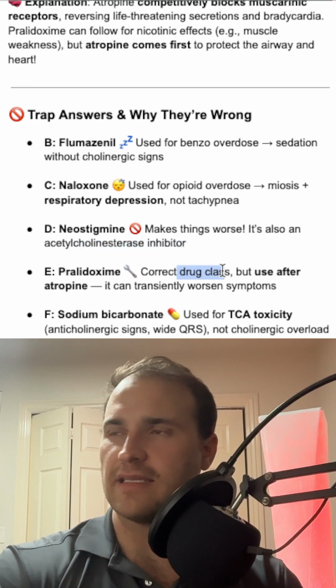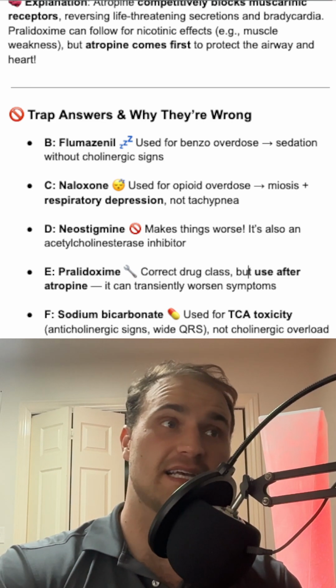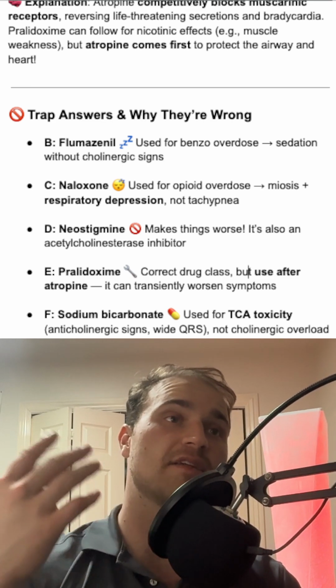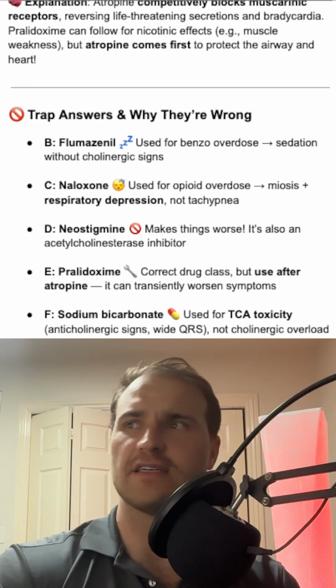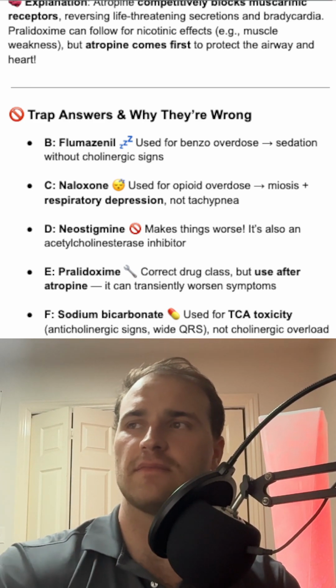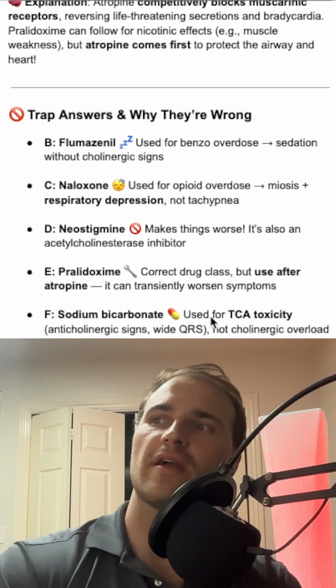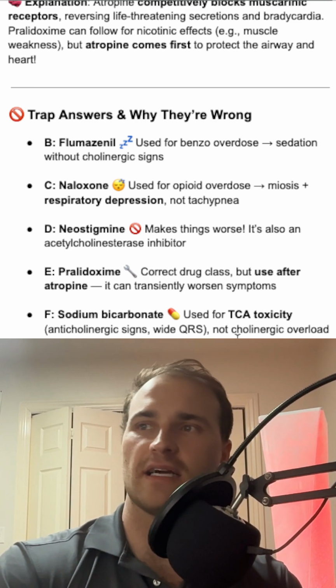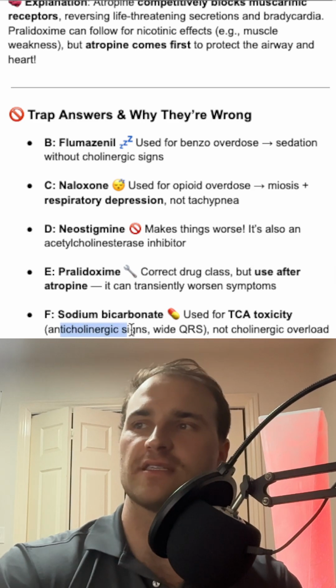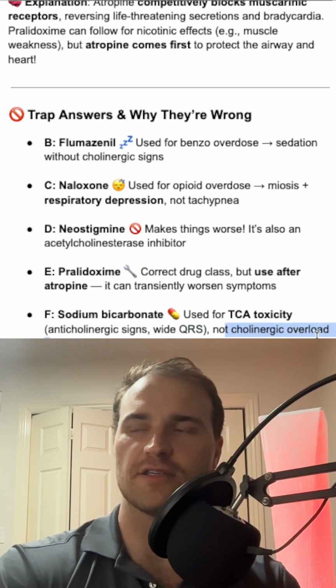Pralidoxime, that's the correct drug class as we talked about. But that's going to reactivate the acetylcholinesterase, and it's used after atropine, but yeah, not first. And sodium bicarbonate is used to treat TCA toxicity. So you'd have the anticholinergic signs, wide QRSs, and not cholinergic overload.